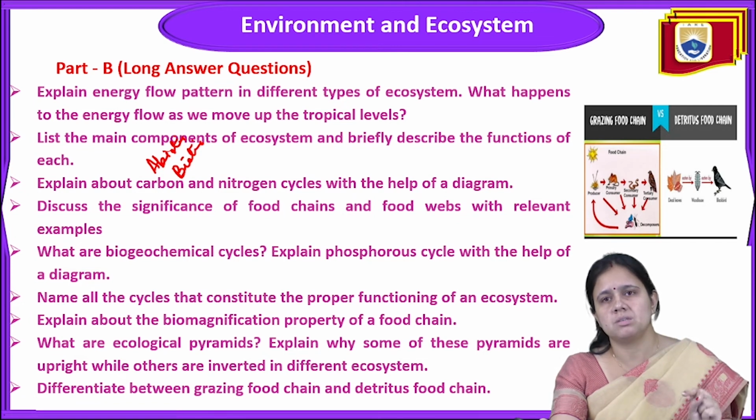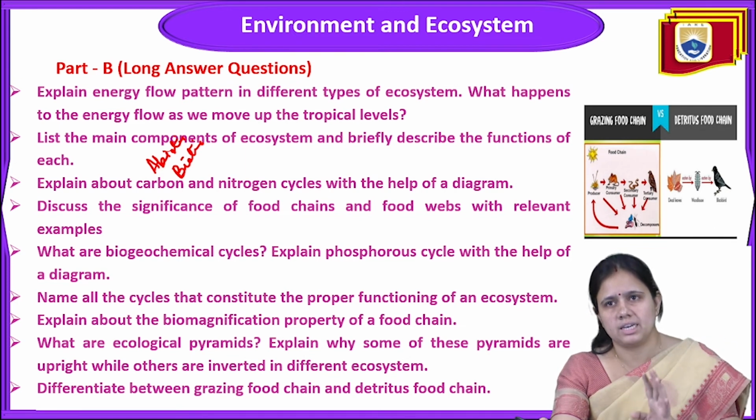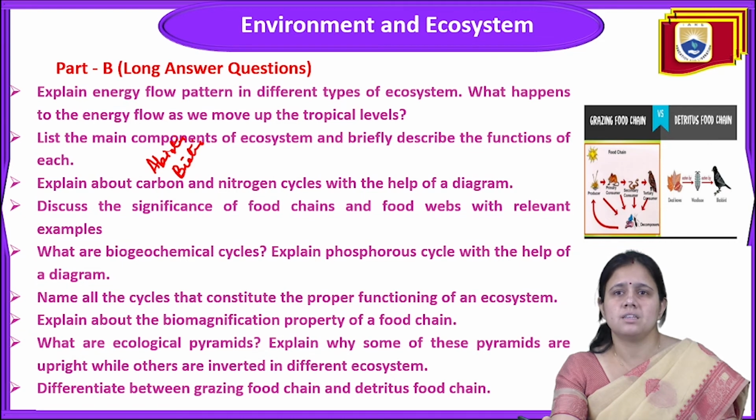For the abiotic component, you will discuss sunlight, soil, water, whatever non-living is present in an ecosystem. You have to explain their function related to the ecosystem. Next is the carbon and nitrogen cycle with the help of a diagram.